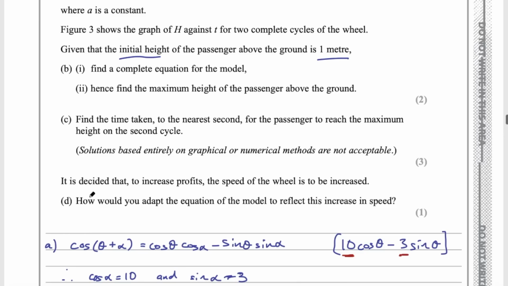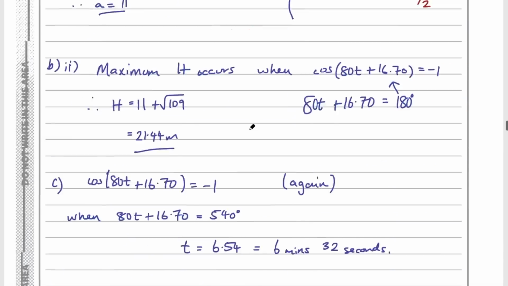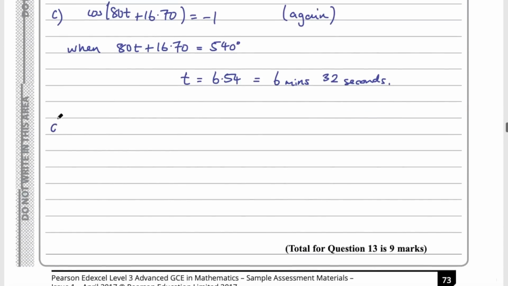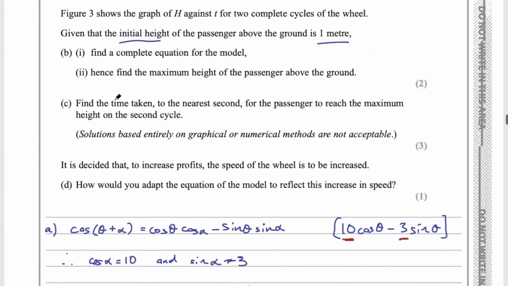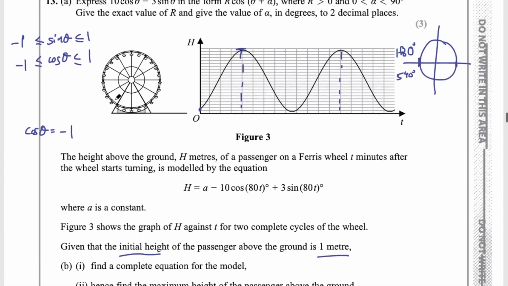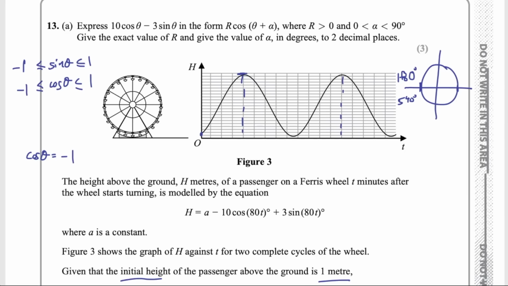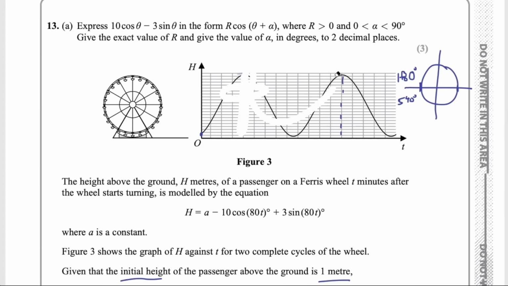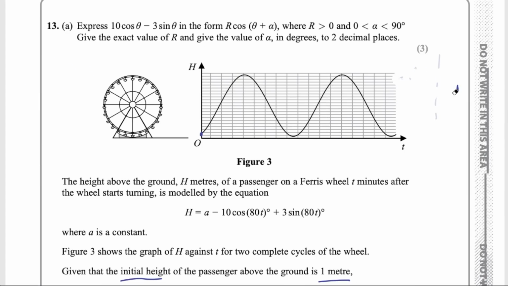part D says it is decided that to increase profits, the speed of the wheel is to be increased. How would you adapt the equation of the model to reflect this increase in speed? Okay, so for part D, the wheel is increasing. Let's just look at the graph again quickly. Now, if the speed of the wheel is increasing, what's going to happen to this graph? What's going to happen to the peaks and the troughs?